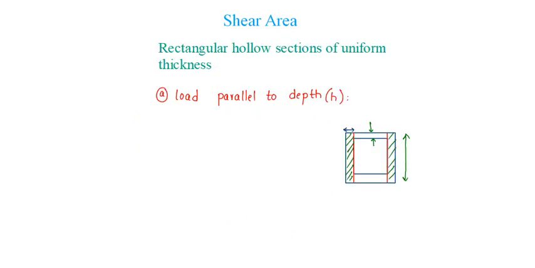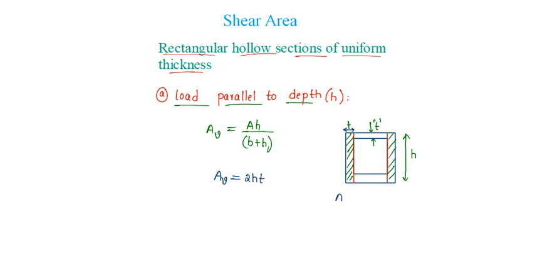In case of rectangular hollow sections of uniform thickness, there are two cases again. Load is parallel to the depth is one case, that is, let us say the depth is h. When load is parallel to the depth and the uniform thickness is t, then Av is given as A into h by B plus h. This can be proven in this form, where Av is 2 times of h into t. We know total area of the section as perimeter into thickness, so 2 times of B plus h into thickness t. From this, t can be written as A by 2 times of B plus h. So substituting that here, 2h into thickness is A by 2 times of B plus h. Out of this, 2 gets cancelled and Av will be equal to Ah by B plus h.